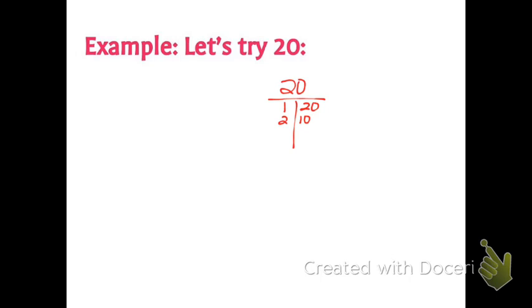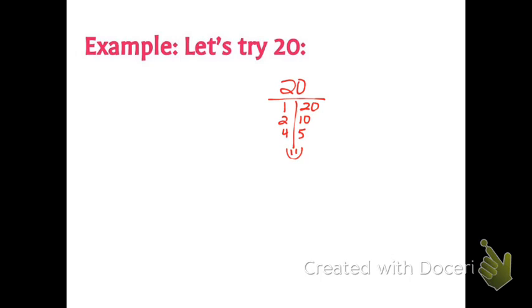Nope. Skip it. 4. Does 4 divide evenly into 20? Yes. How many times? 5. Are there any numbers between 4 and 5? Nope. We're done. Okay, that's how you can make sure that you've got all of the factors, because when you get to the bottom, there should be no more numbers that multiply together in between those two.